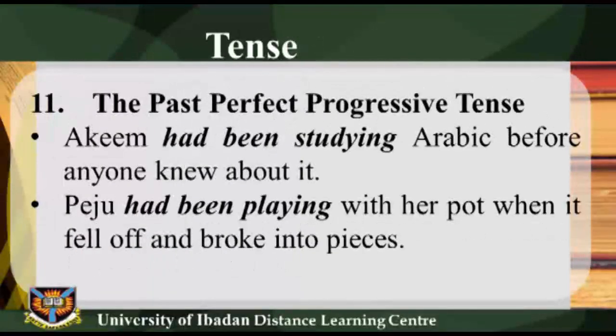B. Akim had been studying Arabic before anyone knew about it. C. Peju had been playing with her pot when it fell off and broke into pieces. D. Yomi had been stealing food items from our kitchen when he was apprehended.